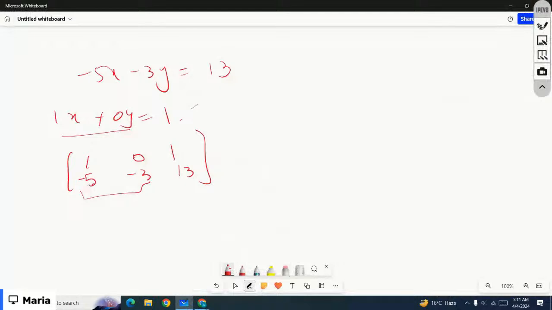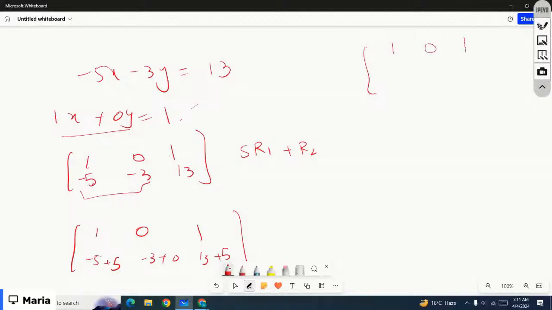You can add 5R1 to R2. So you have 1 0 1, negative 5 plus 5, negative 3 plus 0, and 13 plus 5, because you have to multiply 1 times 5 also. That is 1 0 1, 0, negative 3, and 18.